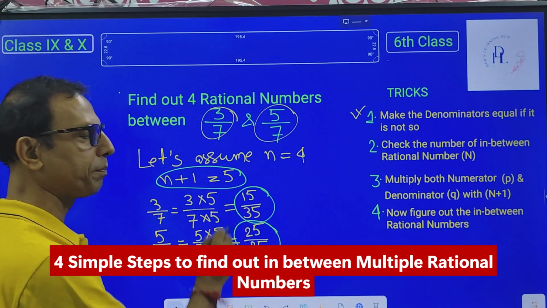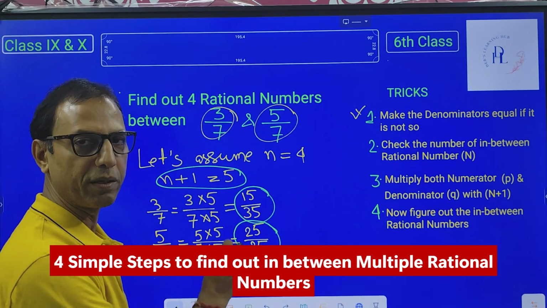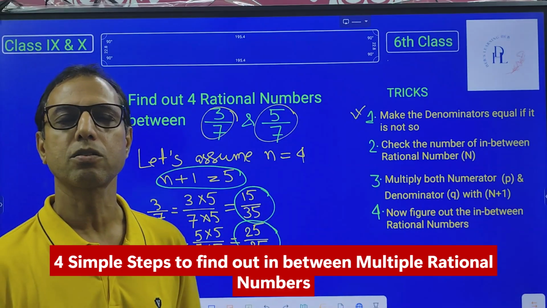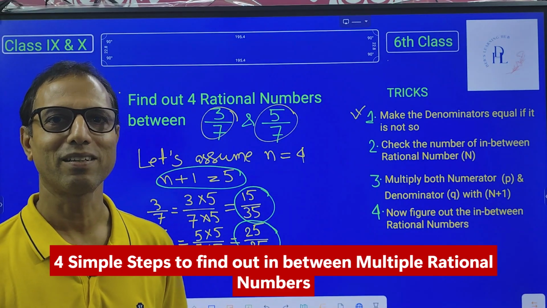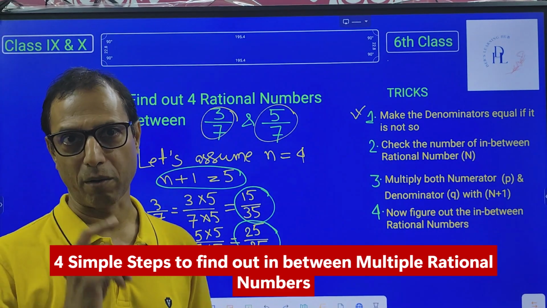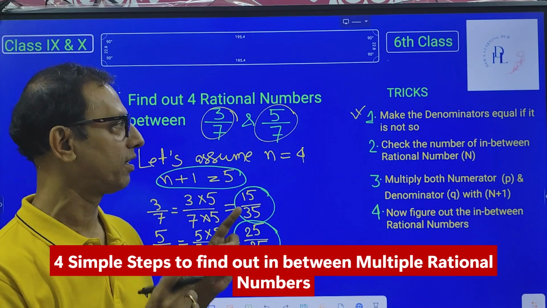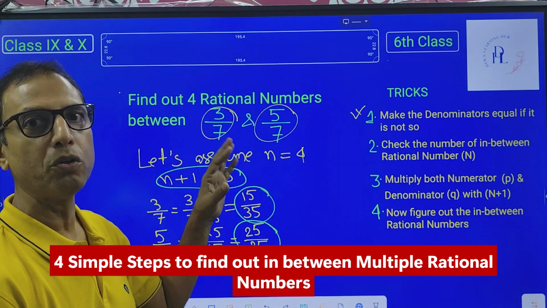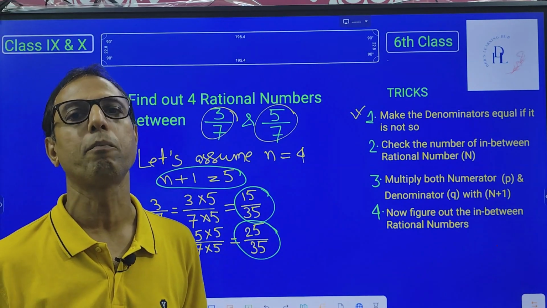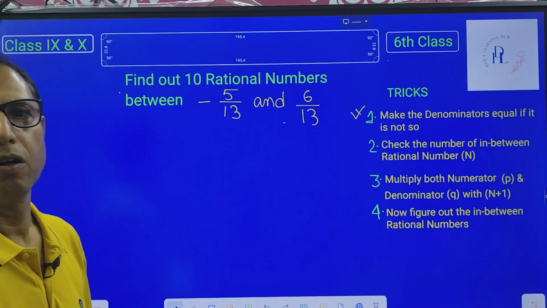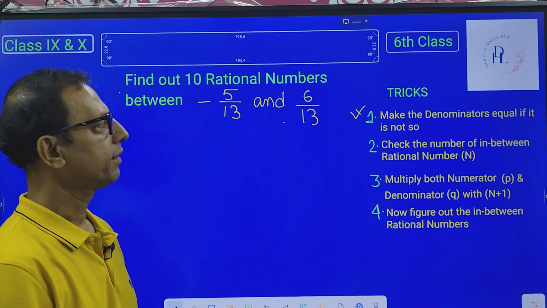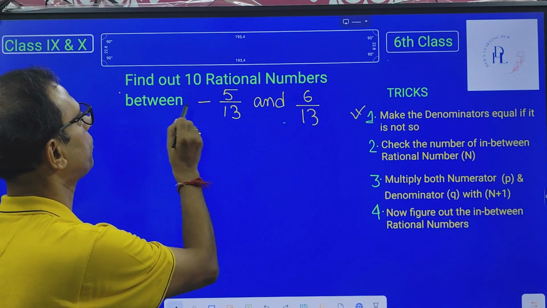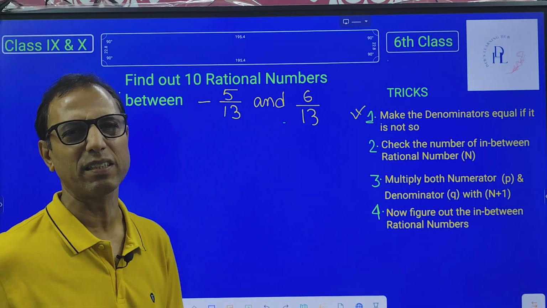We have multiplied both p and q with this n plus 1 in this problem, right? उसके बाद ये in between जितना rational number हो रहा है इसको निकाल लो. Very simple, right? Now I will show you one problem where you have the sign different. One number, lower boundary or upper boundary, any of these two has a negative number, and another one is a positive number. Okay, here this problem: find out 10 rational numbers between minus 5 by 13 and 6 by 13.